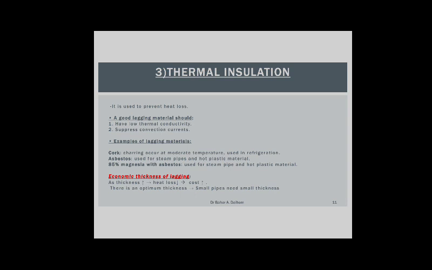Thermal insulation is used to prevent heat loss. A good lagging material should have low thermal conductivity and suppress convection currents. Examples of lagging material are cork, asbestos, and 85% magnesia with asbestos. Economic thickness of lagging: as thickness increases, heat loss decreases, but cost is increased also. So there is an optimum thickness. Small pipes need a small thickness and vice versa.